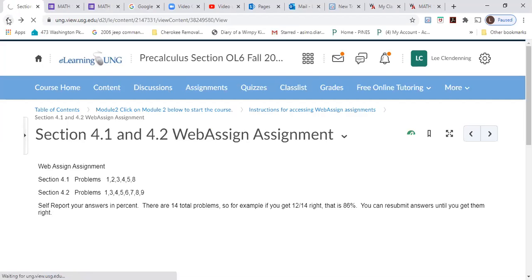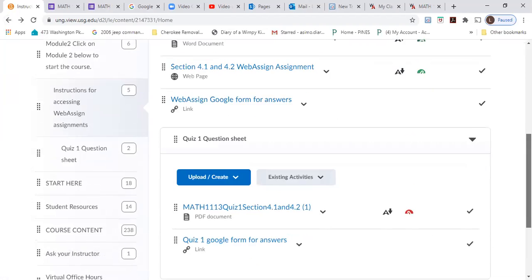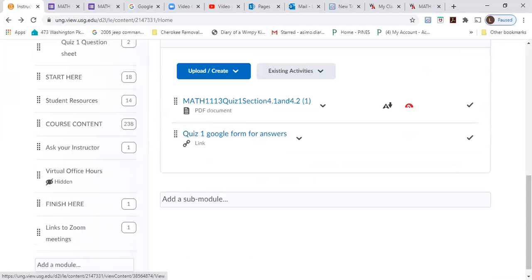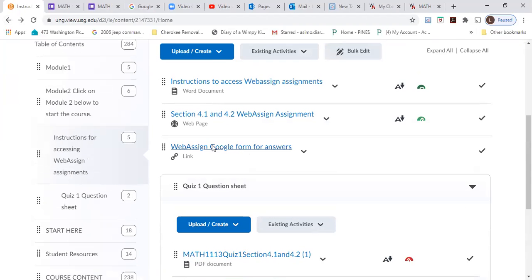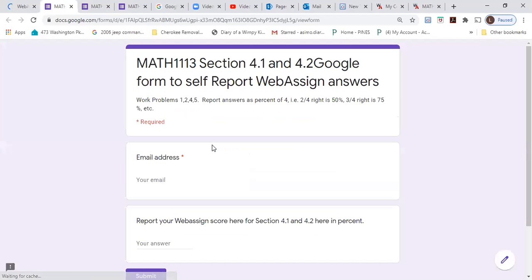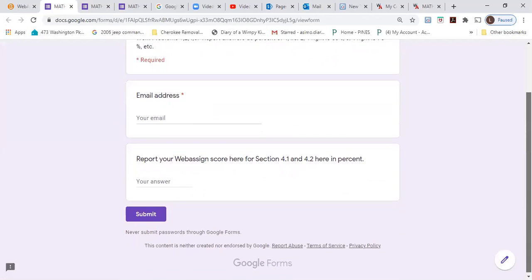You report that on a Google form, but it's not true or false. The Google form is right next to it. This Google form is for answers. You will enter your email address so I can identify you, and it only accepts school emails. Then you will give me the percent out of 14. If you got all 14 out of 14, tell me 100%. I think you just enter the number 100. If you got 12 out of 14, I think it said 86%. Tell me 86.